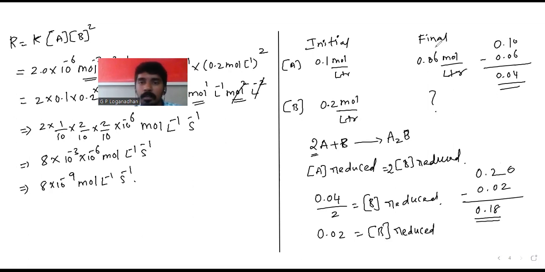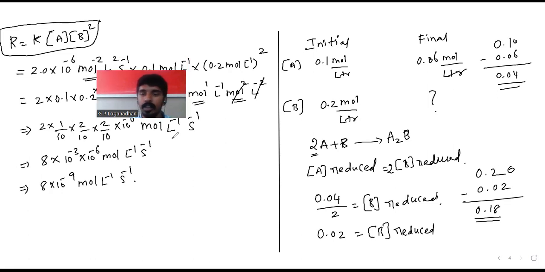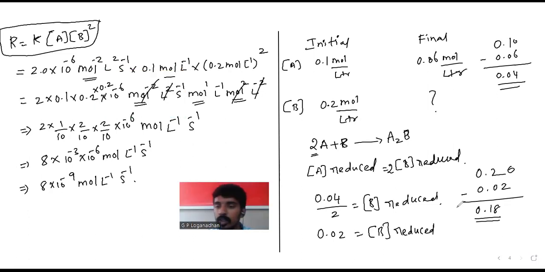Say this is the formula which we have been given. If you are given some time, then you will be taking R equals minus 1 by 2 dA by dt equals minus dB by dt, when you know the time and the concentration of A or B reduced. But this is not the case here. In this one, you are given the concentration of A and B at some particular time.